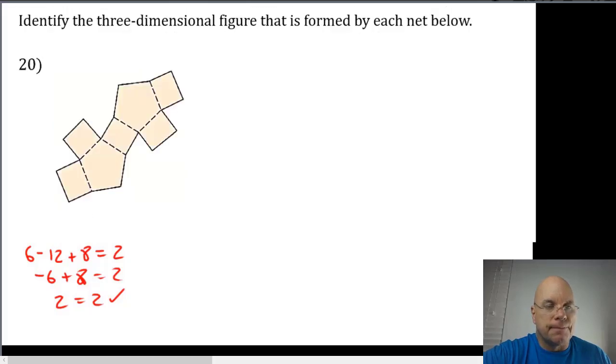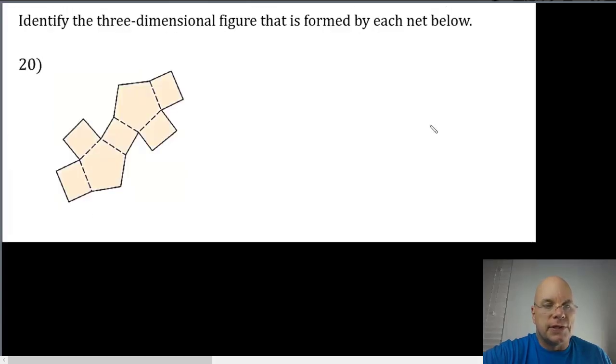Okay, let's look at problem 20. Identify the three-dimensional figure that is formed by each of the nets below. So this one could be kind of tough. I think of all of them, this one might be the toughest one.